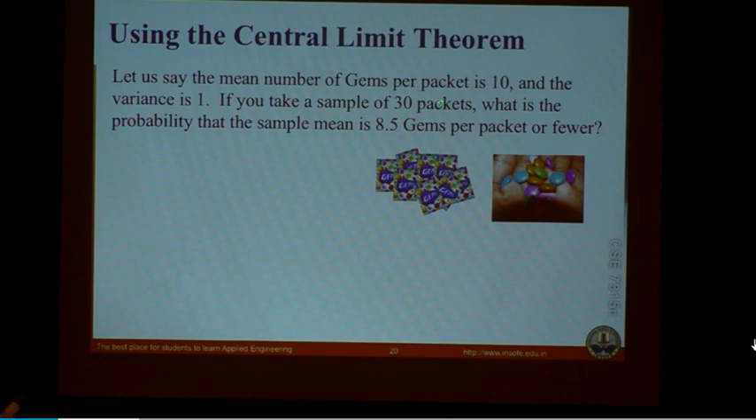This is only one sample. These are not 30 samples. One sample of 30 packets. So sample size is 30, not number of samples. And I want to understand sample mean is 8.5 gems or fewer. Okay. And the moment I talk about sample means, I am now thinking sampling distribution of means. Okay. So how do I calculate this? What do I do next?